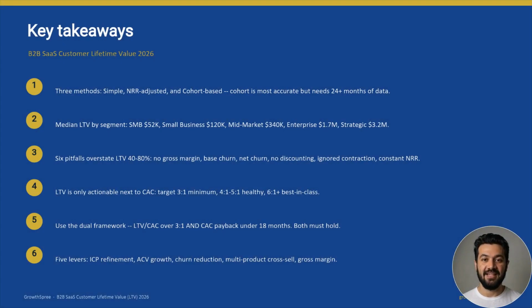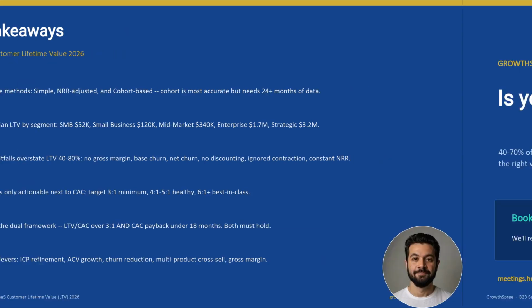To recap, 3 methods: simple, NRR adjusted, cohort. Median LTV runs 52K for SMB up to 3.2 million for strategic. 6 pitfalls, overstated 40 to 80%. Pair it with CAC, 3 to 1 minimum, use the dual framework. And 5 levers led by ICP refinement actually move it.